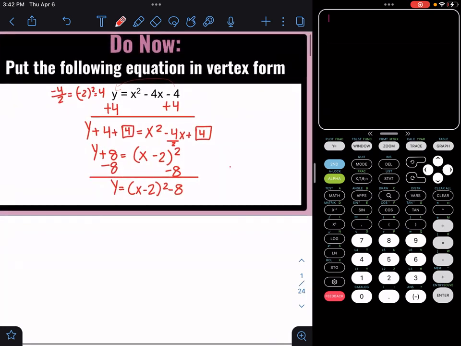And what is our vertex here? The vertex is the number inside the parentheses, you switch it, so it becomes +2, comma, -8. And that is our vertex.